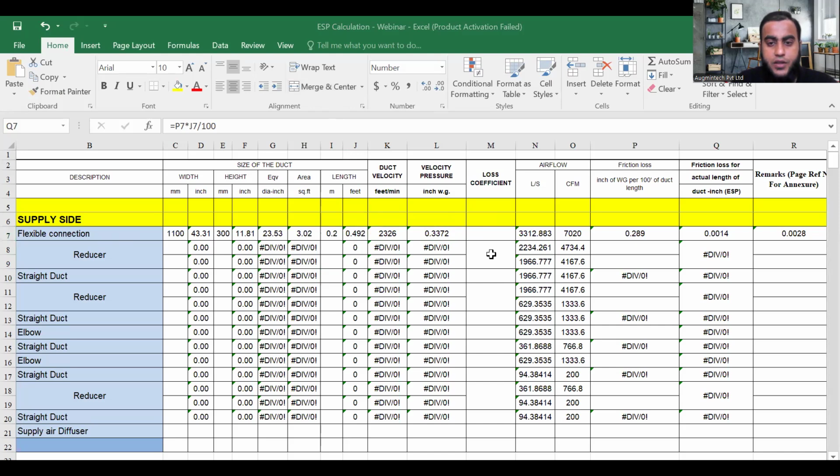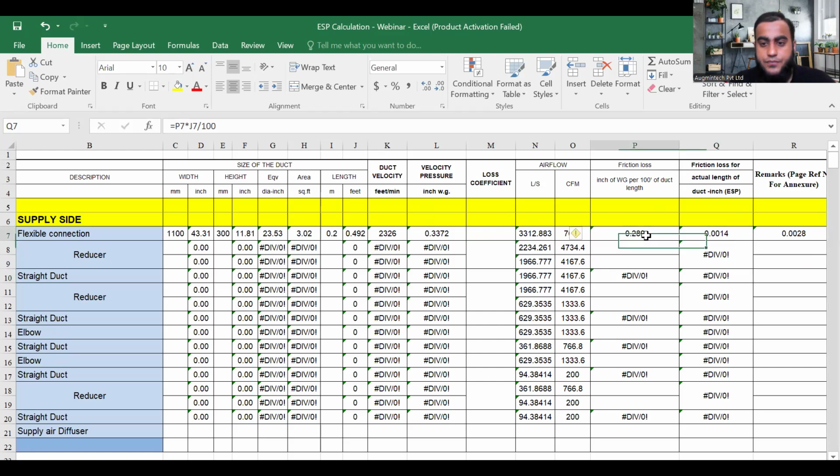Okay, that only I am talking about. So do we have to calculate the loss coefficient? No, because remember it is a straight duct. In a straight duct, whether it is flexible or whatever type, we have to use the same formula to find out the friction loss value. What is the formula? 0.109. See, I will show you here. It is given here, clearly written.